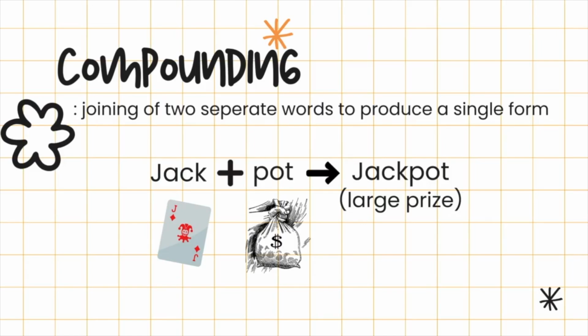Next is compounding. Compounding is made of two words that represent a combination of meanings. An example is the word jackpot. The word jackpot comes from two separate words, jack and pot. In gambling, a pot refers to a container that contains the money to be won, and jack refers to a card marked with J. Therefore, together these words mean a large prize.